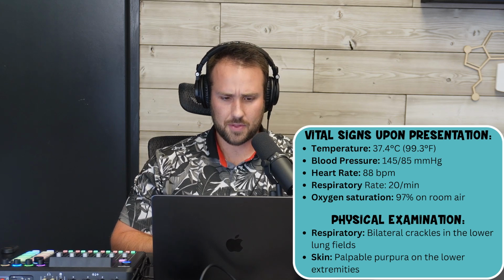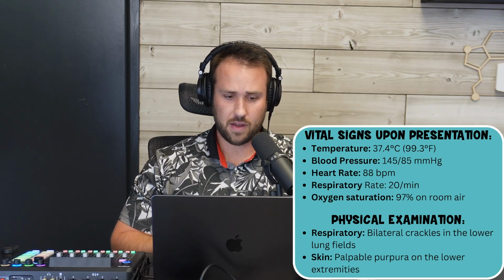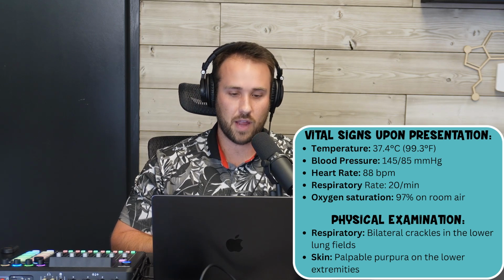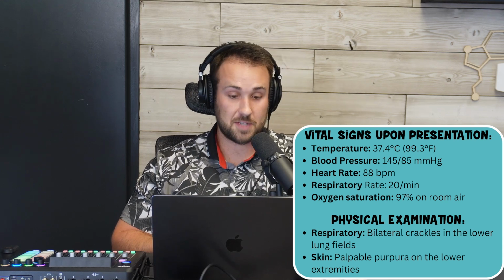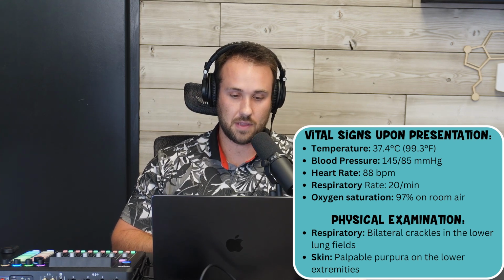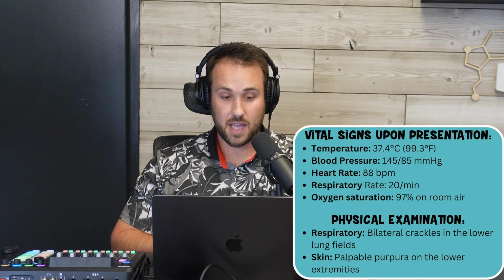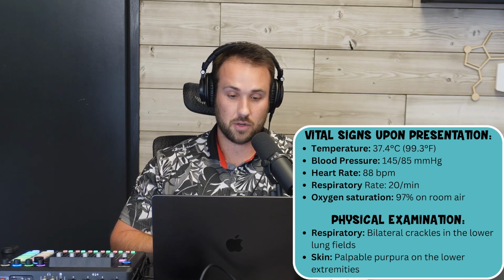Okay. Vitals. We get a temp back, 37.4 Celsius, mildly elevated. Blood pressure is 145/85. Heart rate is 88. Respiratory rate is 20. And SpO2 is 97% on room air. For his physical exam, respiratory, there are bilateral crackles in the lower lung fields. And for his skin, there's palpable purpura on the lower extremities.